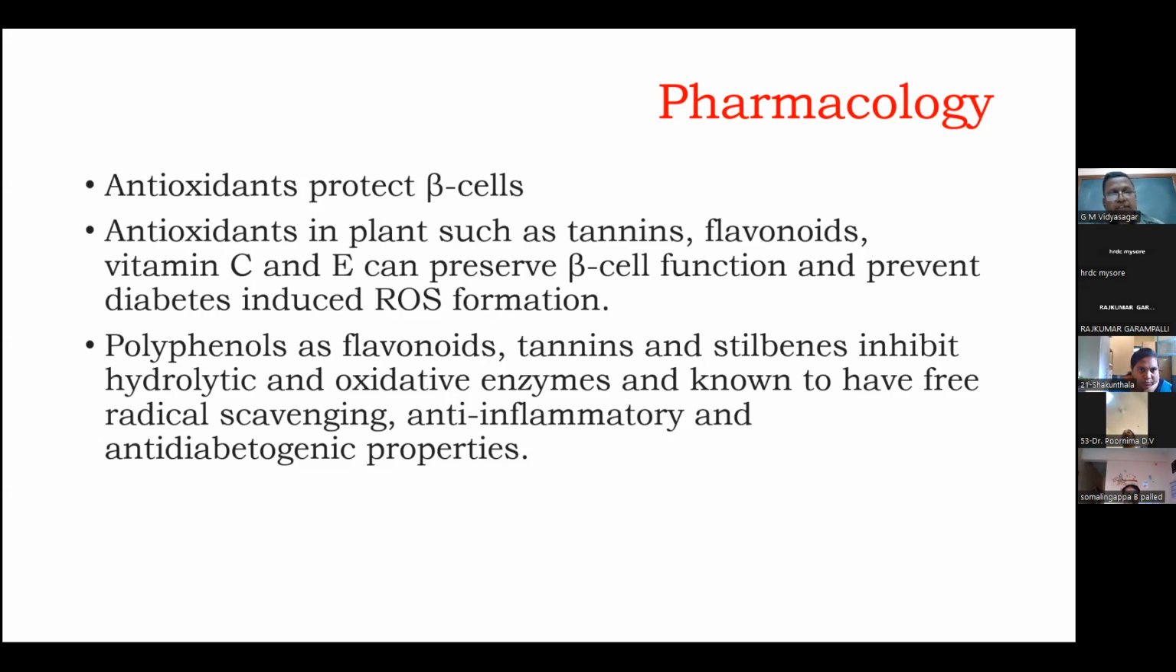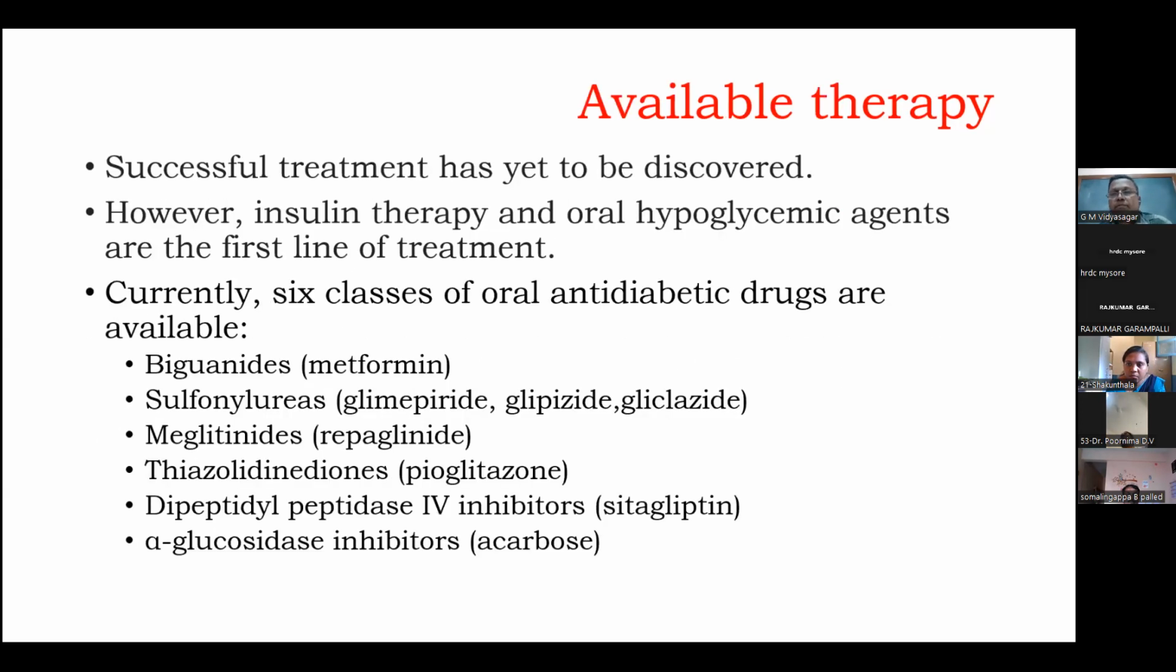Then we have polyphenols such as flavonoids and tannins, which inhibit hydrolytic and oxidative enzymes and are known to have free radical scavenging, anti-inflammatory and anti-diabetic properties. We have therapy available right now for diabetes. A few synthetic drugs are available, but a successful treatment has yet to be discovered.